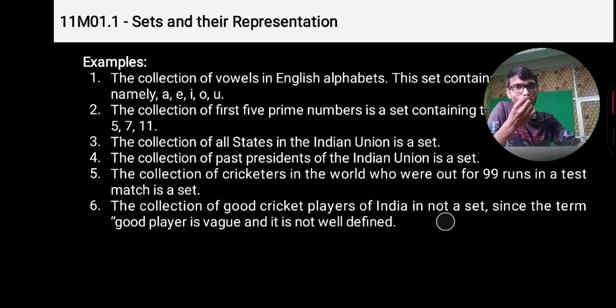Next we have the collection of good cricket players of India. It is not a set, since the term good player is vague and it is not well defined. The collection of good cricket players is not a set because good player is vague and not well defined.